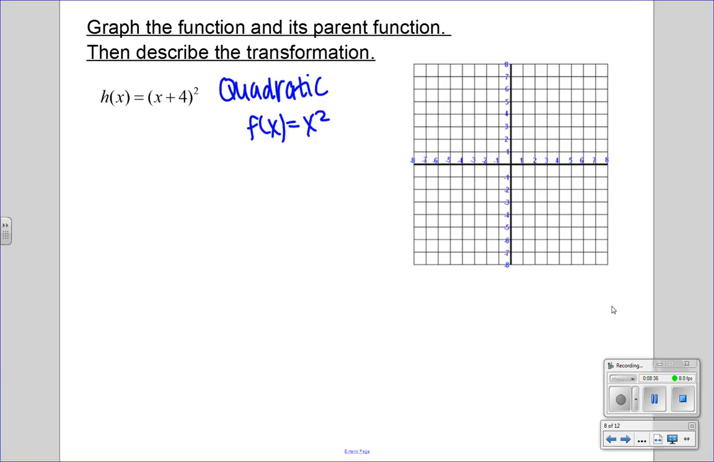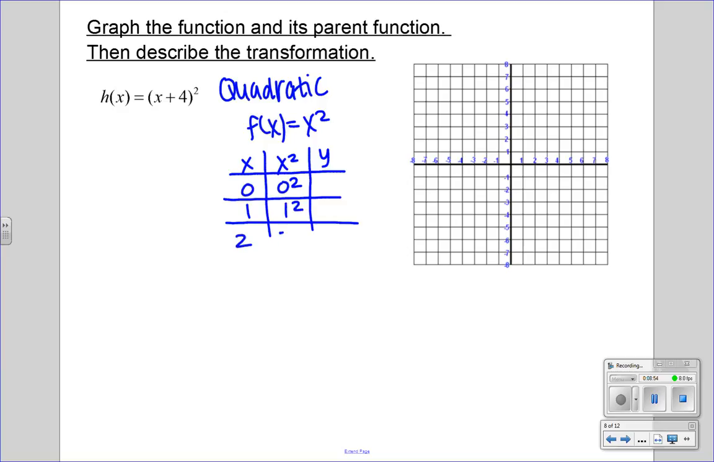Now, if you can't remember how to draw a parabola, we can always use a table of values, okay? So let's do a table of values for the parent function. So we have an x, x squared, and then y. Let's just do 0, 1, and 2. Really small ones. So we have 0 squared, 1 squared, 2 squared. So we have 0, 1, and 4. So let's plot 0, 0, 1, 1, 2, 4. Now with a parabola, don't forget to reflect it on the other side. So we go over here and over here. So we have a parabola like that.